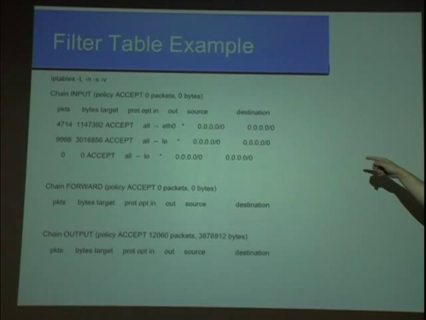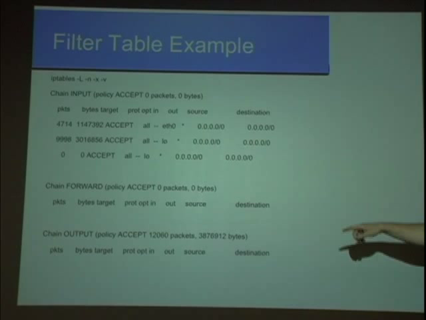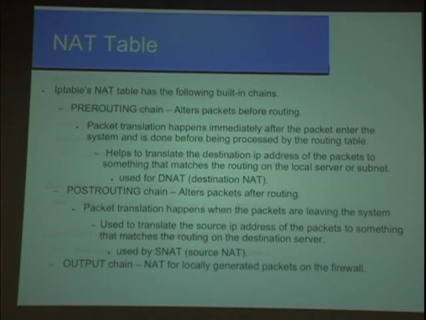Then down here is the forward policy. I'm listing all of the chains in this table. That's the default table, which is the filter table. The next table we're going to talk about is the NAT table. The NAT table has three chains: the pre-routing chain, post-routing chain, and output chain. Like before, the output chain is for locally generated NAT packets on the firewall.